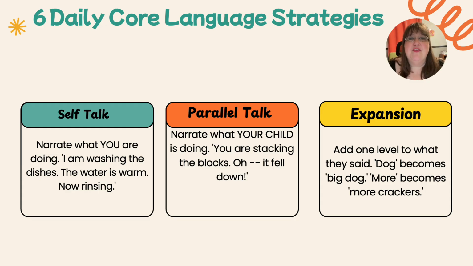Expansion means taking whatever your child says and adding just a little more. The rule of thumb is to add one element beyond what your child produced. Not a full sentence, just one step further. Like dog might be big dog or dog bark. You get the idea.